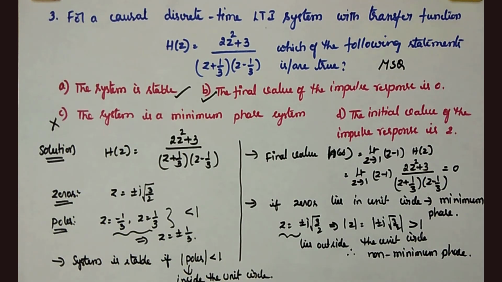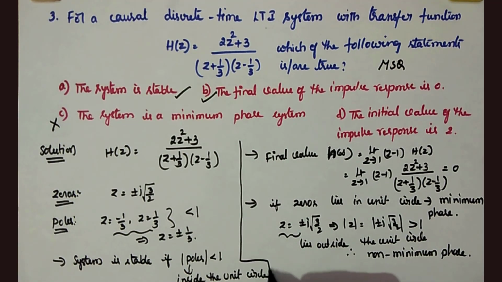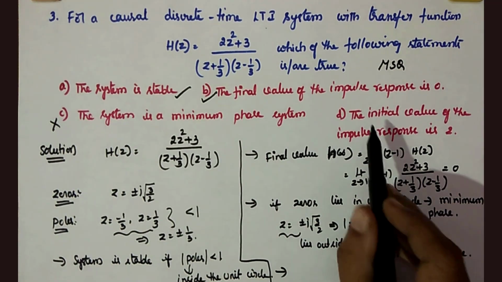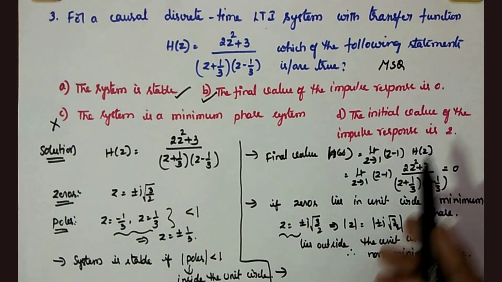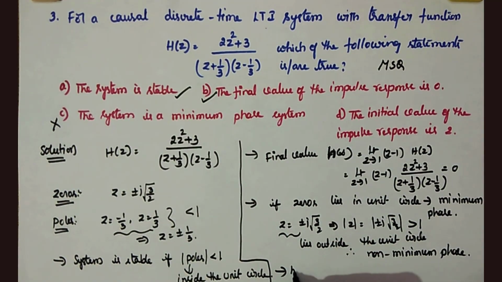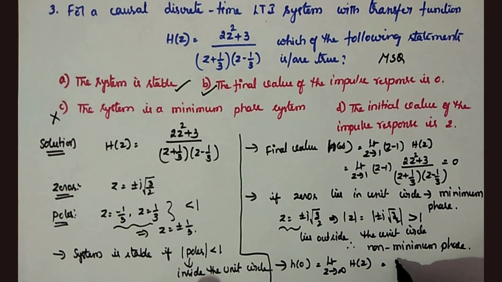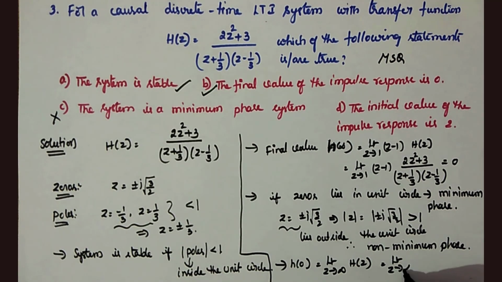Now we have the last option. The last one is that the initial value of the impulse response is 2. What is the initial value? h(0) is equal to the limit as z tends to infinity of H(z). What is H(z)? It is (2z² + 3) / ((z + 1/3)(z − 1/3)).